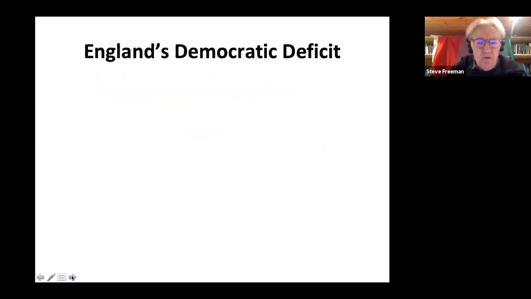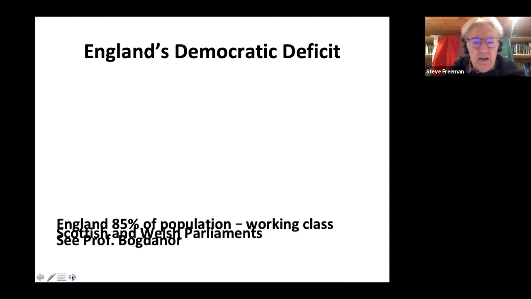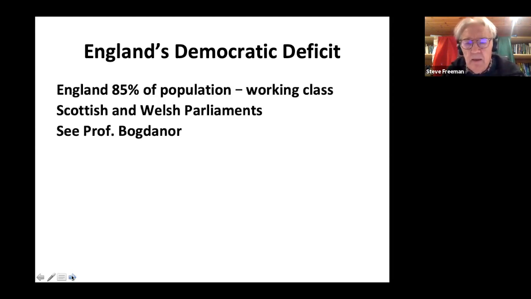So that leads on then to England's democratic deficit that we talked a little bit about before. So this is the argument, and I do indeed have a quote here in a minute. England has 85% of the population, so probably 85% of the working class in the UK is in England. So that's really important. There's a really potentially very powerful working class in England. But it obviously is not working because the Tories keep winning. So somebody's gone horribly wrong with that. But in potential, it's got the strongest, biggest working class.